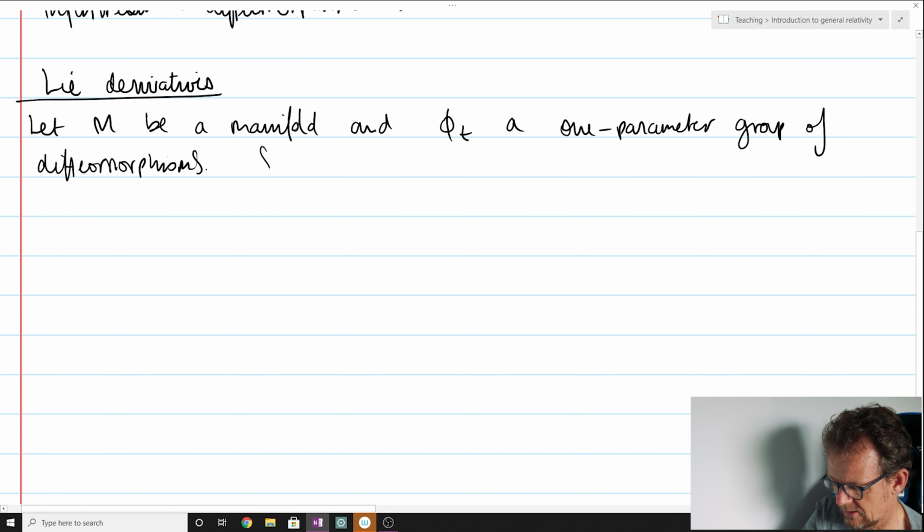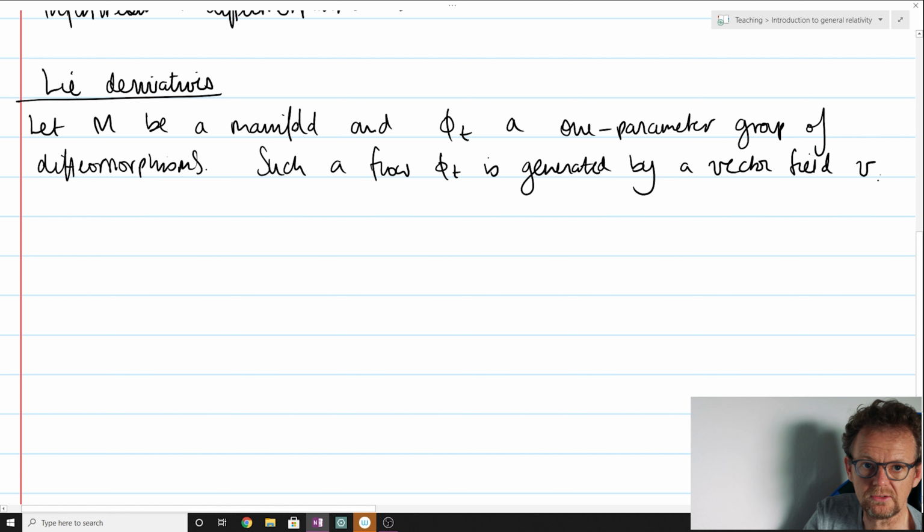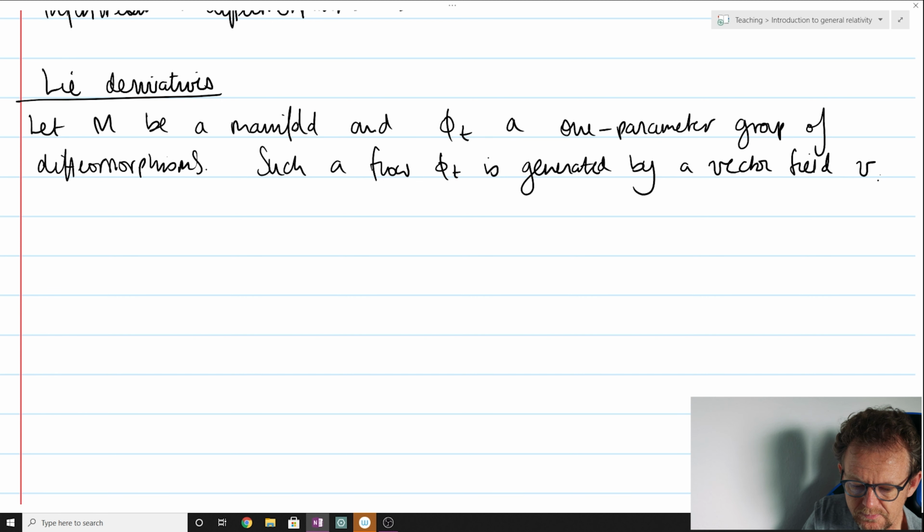We can note that such a flow phi is generated by a vector field V. Okay, that's something that I discussed previously in earlier lectures. But now we've got a general group of diffeomorphisms. We are perfectly able to apply the action of this group of diffeomorphisms to tensor fields.